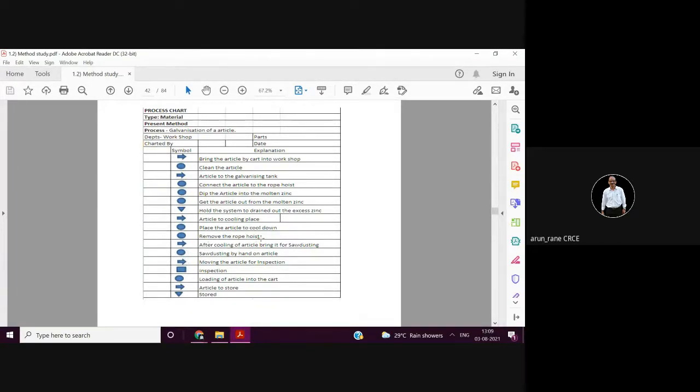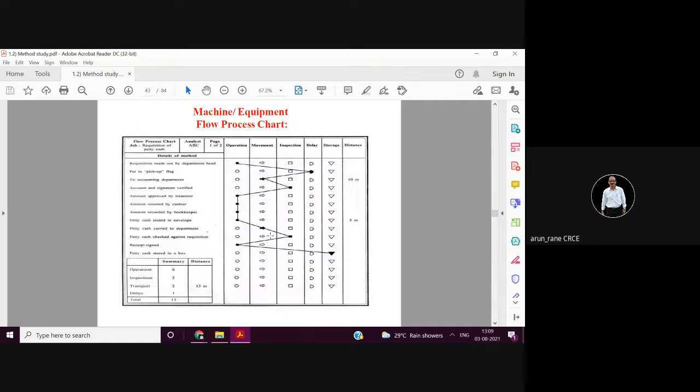So remove the rope hoist is the operation. First you have to attack these arrows, triangles, rectangles or squares, inspection. You have to attack these, you will have to eliminate them so that your NVA will reduce. And then, as an industrial engineer, you have to attack the operation. Then see how much time it takes to place the article to cool down, remove the raw coils, sawdusting by hand, moving the article for inspection, loading. So this is the advantage of your process chart, right?